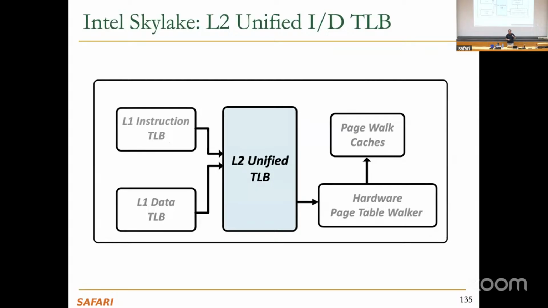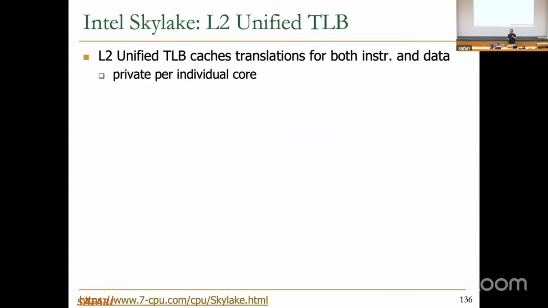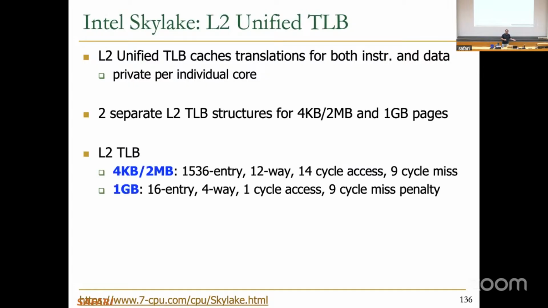Second, we have the L2 unified TLB. The L2 unified TLB caches translations for both instructions and data. Again, it's private per individual core. And we have 2 separate L2 TLB structures for 4 kilobyte and 2 megabyte pages, and 1 gigabyte pages.